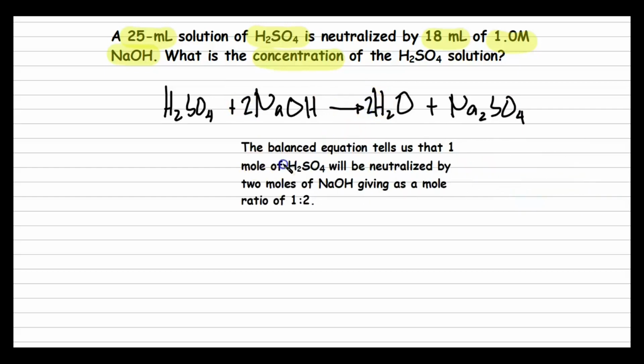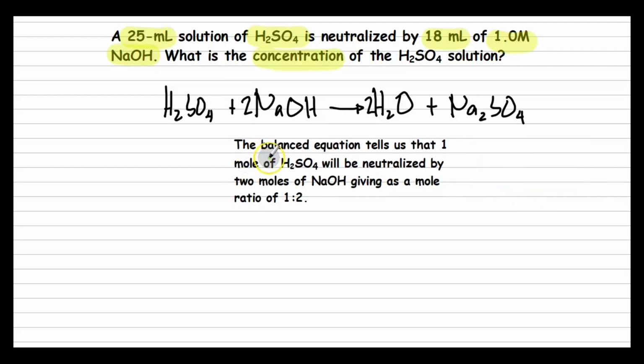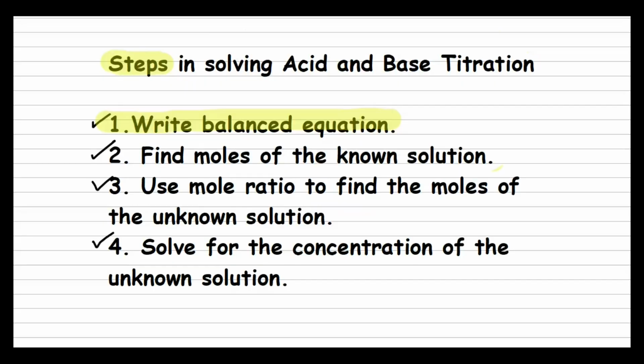The balanced equation tells us that 1 mole of H2SO4 will be neutralized by 2 moles of NaOH, giving us a mole ratio of 1:2. And this ratio will be used later on in the remaining steps. For the second step, we need to find the number of moles of the known solution.